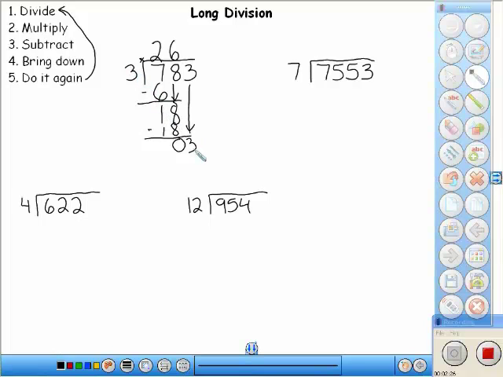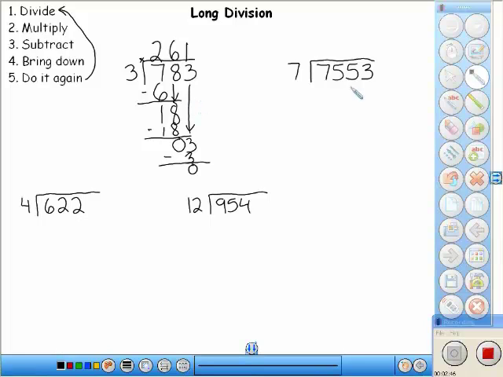3 into 3. How many times does 3 go into 3? Well, that's an easy one. It goes in 1 time. And then we'll multiply. 1 times 3 is 3. Next step is to subtract. And 3 minus 3 is 0. Now our next step would be to bring down. And there's nothing left to bring down. So if there's nothing left to bring down, you're done. So that's your answer. 261 would be your answer.